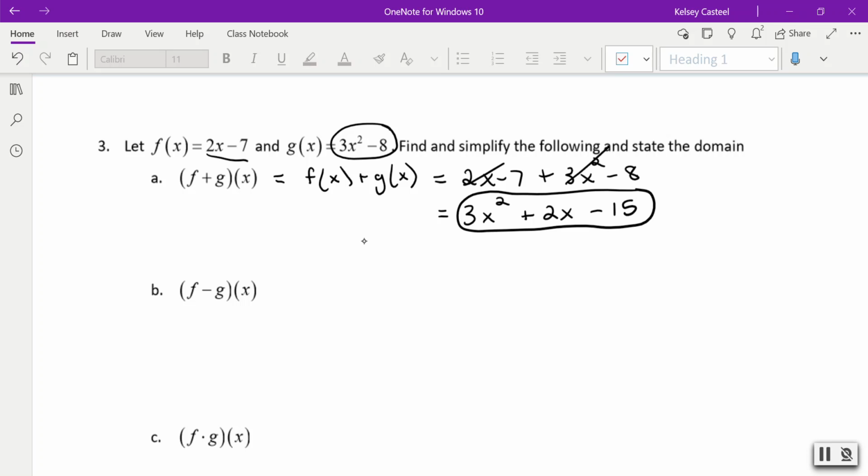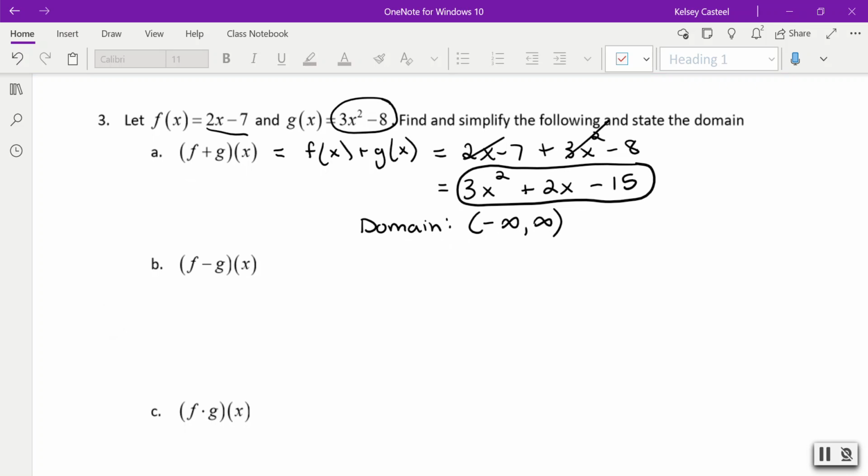The last thing I need to do for this function is state the domain. This function is a polynomial, which means the domain is all real numbers. I can choose any value of x that I want, and I will never have a problem plugging it into my function.